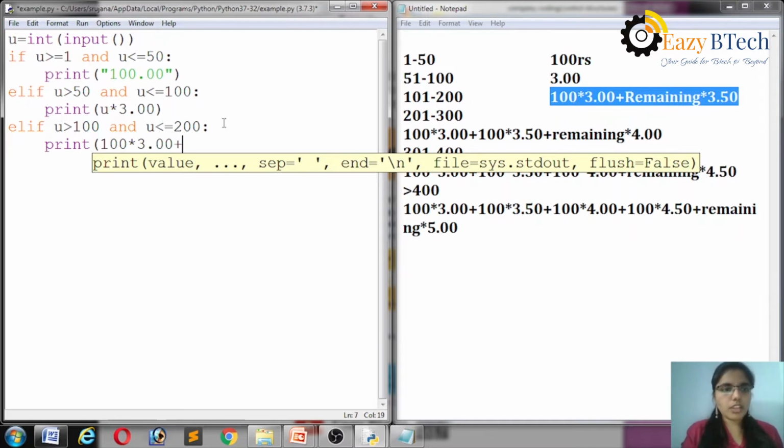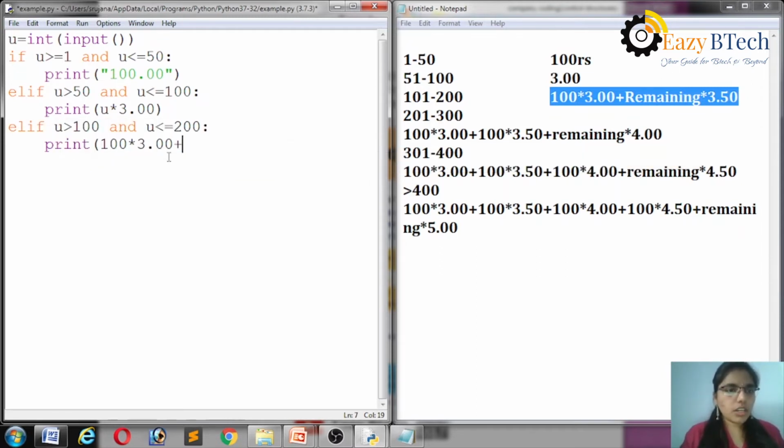Plus, what are the remaining units? Remaining units is nothing but U minus 100, into 3.50. Okay. Either you can calculate like this. I will enter this calculation into one variable. Bill is equal to 100 into 3 plus (U minus 100) into 3.50. Then print bill.